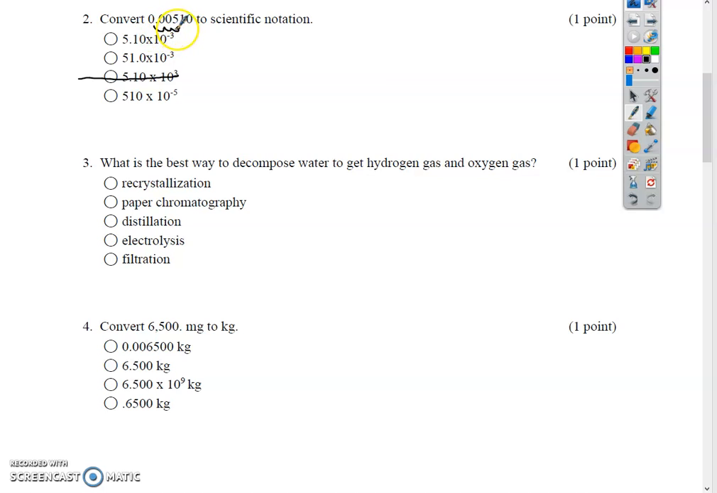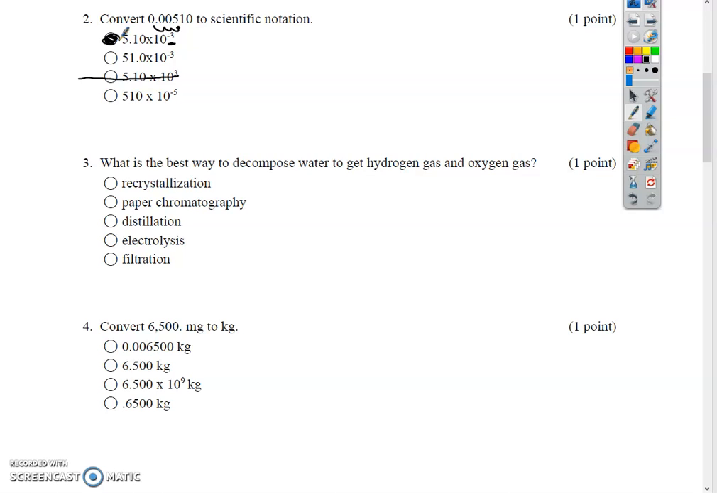It took 3 times to move it to get it behind the 5. So what you should get is 5.10 times 10 to the negative third. The negative 3 represents how many times you moved it. And we want to match the significant digits to the significant digits in the problem, which is 3. So that's what we end up getting there.